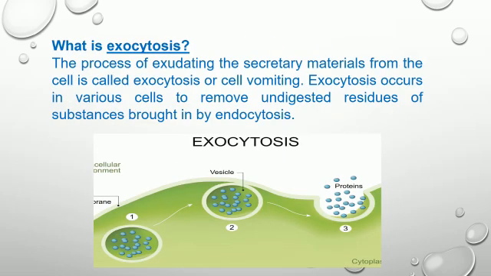What is exocytosis? The process of exuding the secretory material from the cell is called exocytosis or cell vomiting. Exocytosis occurs in various cells to remove undigested residue of substances brought in by endocytosis.